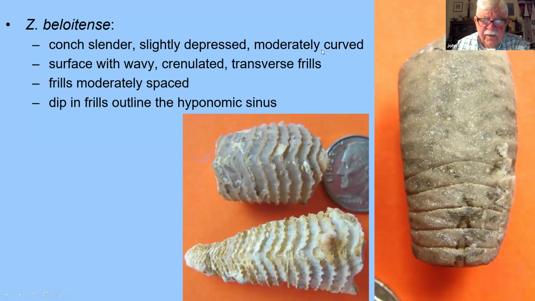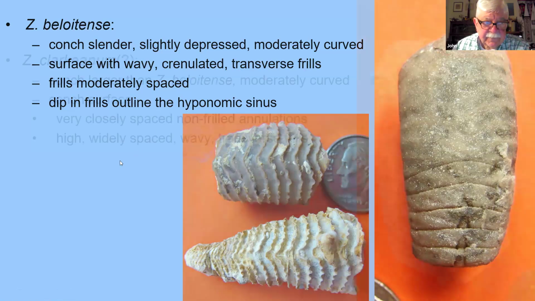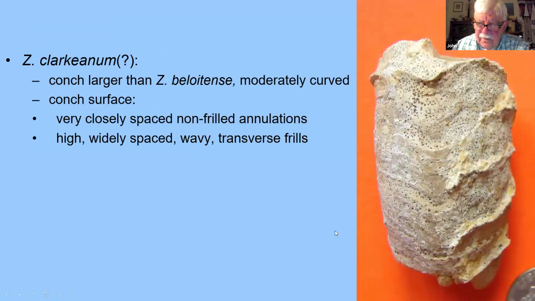Slender conch, depressed, moderately curved, not really, it's not curved much at all. Surface with wavy crenulated transverse frills, frills moderately spaced in this species. Dip in frills outline the hyponomic sinus. Here's Clarkanium, quite a bit different. Larger than Bloedense, moderately curved, very closely spaced non-frilled annulations. You can just see them in here. Real fine lines on it. High, widely spaced, wavy transverse frills. That's these guys right here.